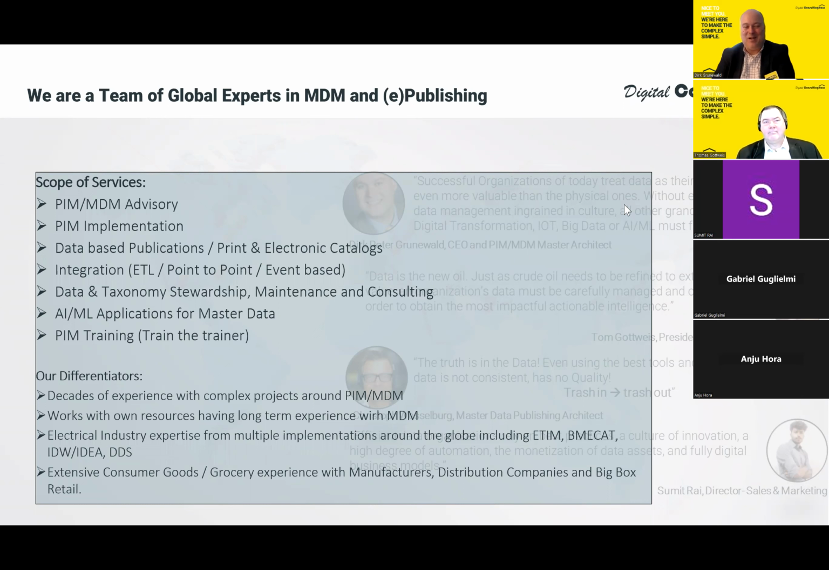Nowadays, obviously, we have also started to get into data science and artificial intelligence. We also train organizations on best practices, but also on the individual tools. I mentioned enterprise PIM, like Informatica or Stibo. We also partner with companies like Salsify and Jasper. We are working exclusively with our own people, who all have long-term experience in what they are doing.